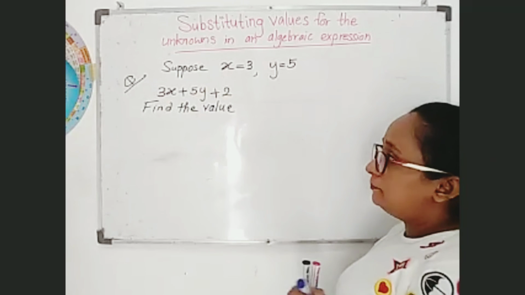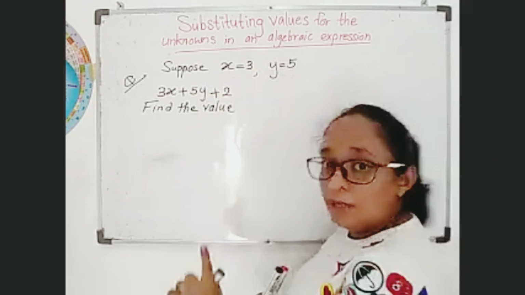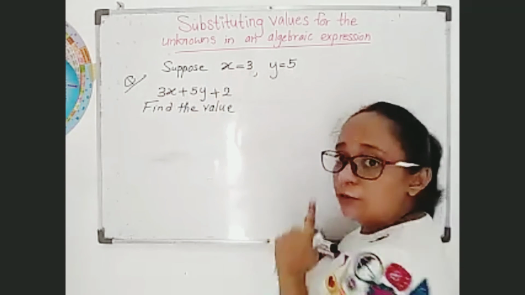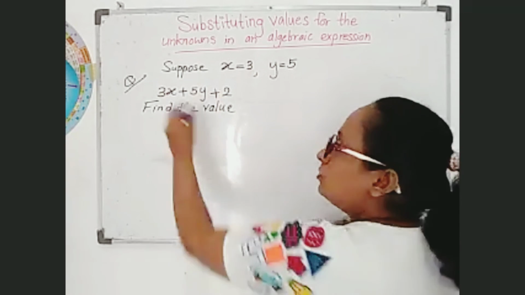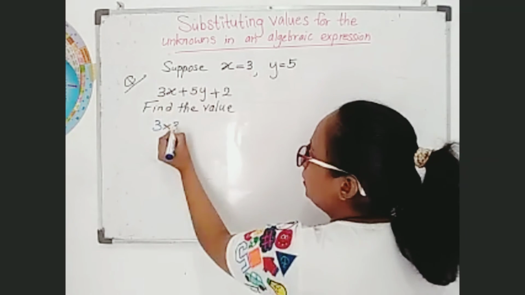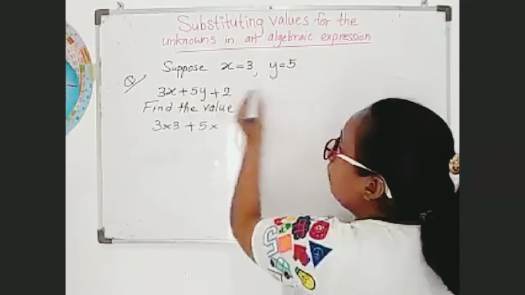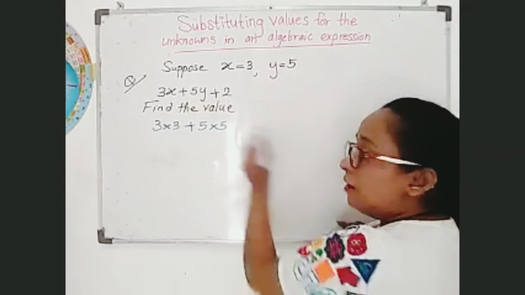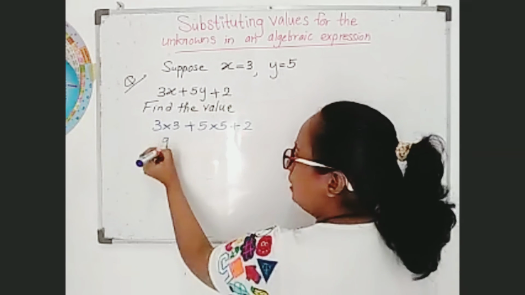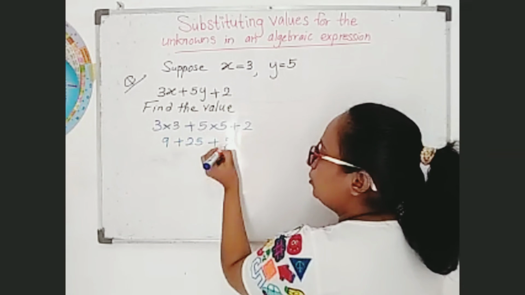So how are we going to find it? What we have to do is substitute these numbers instead of these letters. So the term is 3 times x, instead of x I'm putting 3, plus 5 times y, instead of y I'm putting 5, plus 2. Now I have to simplify this. 3 into 3 is 9, plus 5 into 5 is 25, plus 2.